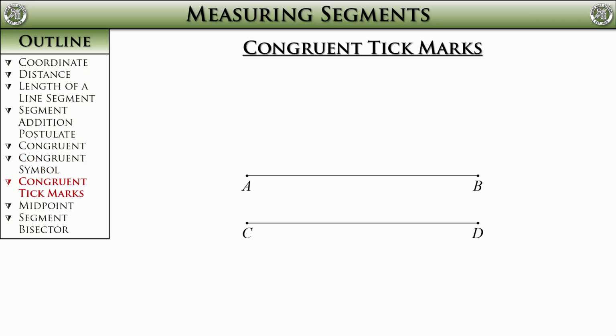Now there are going to be times where we want to mark segments congruent without actually saying, or even maybe caring, what their actual lengths are. Here we have our line segments still. To mark them congruent, we use tick marks that look like this. That's all you do to mark the segments congruent.